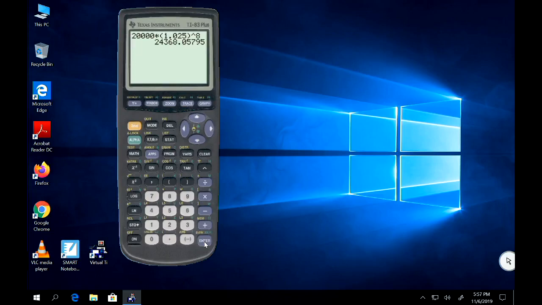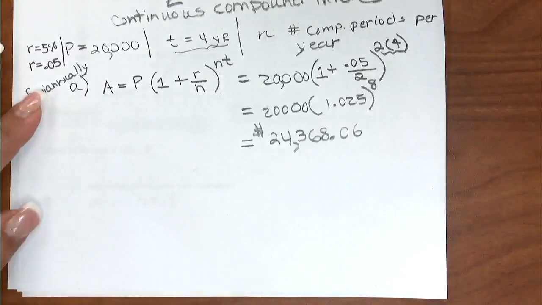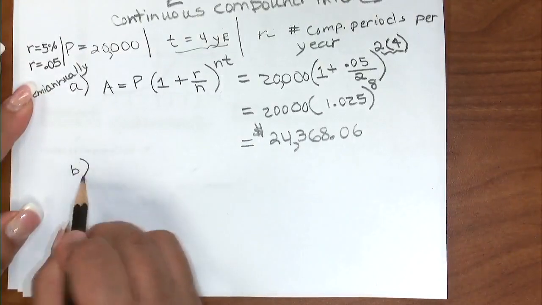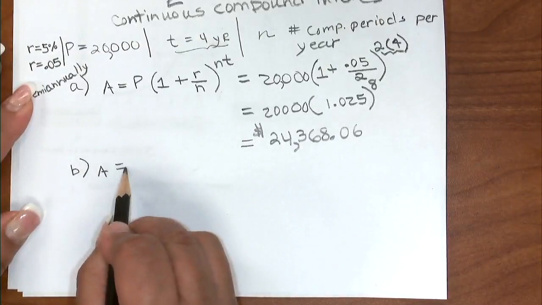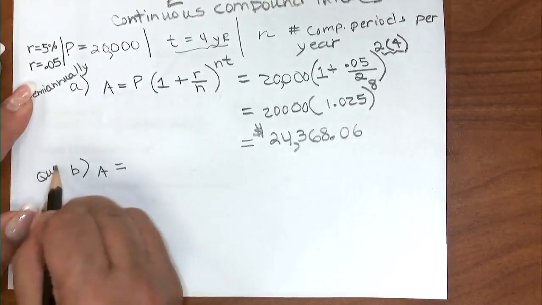Hey, I wish I had time actually to do B as well, but I don't. I'll just set it up and then you can press it in your calculator. This would be part B. Now we're going quarterly.